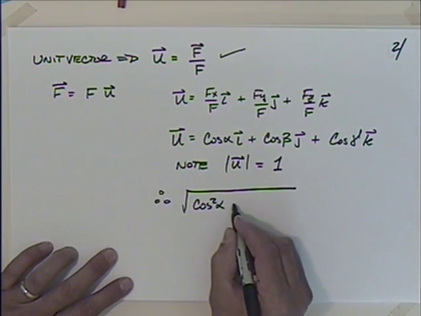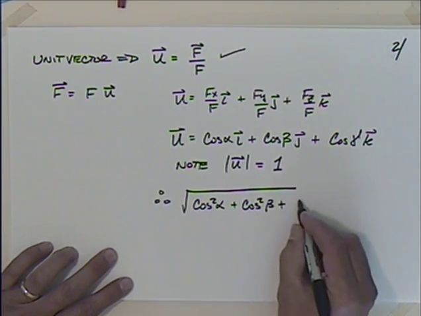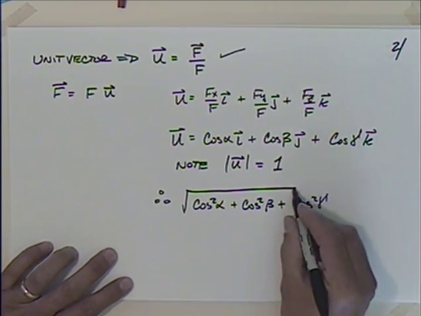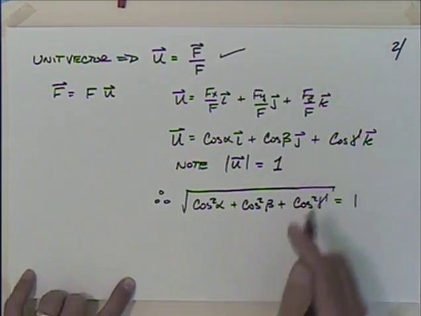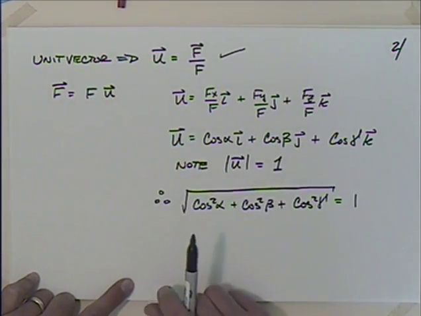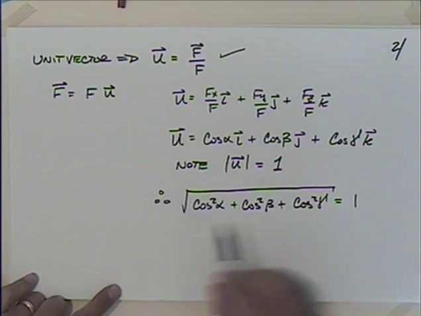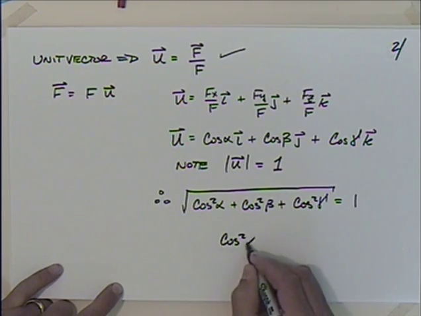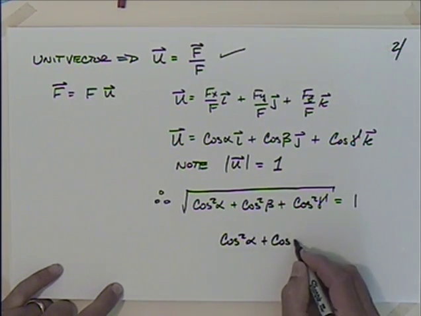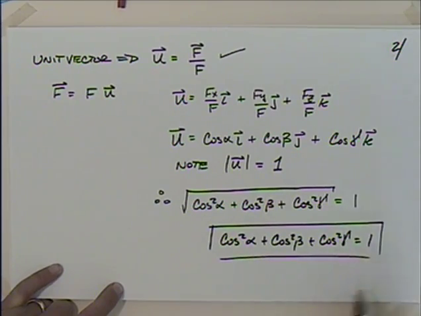Cosine squared alpha plus cosine squared beta plus cosine squared gamma, that has to be equal to 1, doesn't it? The magnitude of the left-hand side is equal to the magnitude of the right-hand side. Now, if you square both sides, you come up with our final form here: cosine squared alpha plus cosine squared beta plus cosine squared gamma is equal to 1. We'll put a box around that.